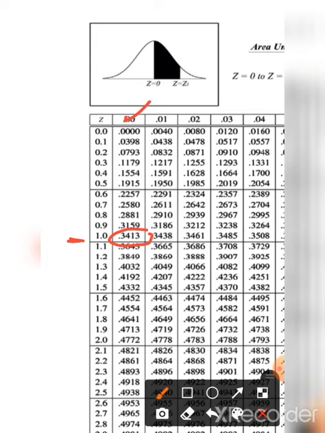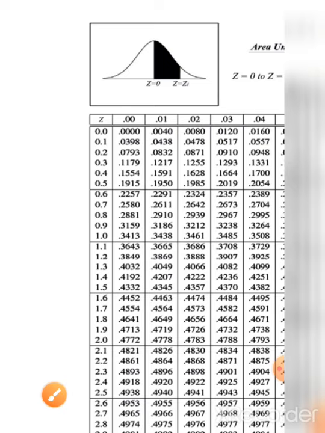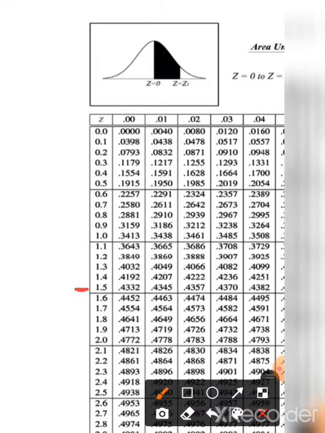Similarly, if it is only 1.5, they have given only 1.5, nothing else. Then just see this 1.5, and you are going to see 1.5 and then 0.00, the first column. What is the value for that? The value is 0.4332. So for 1.5 you are going to get 0.4332.